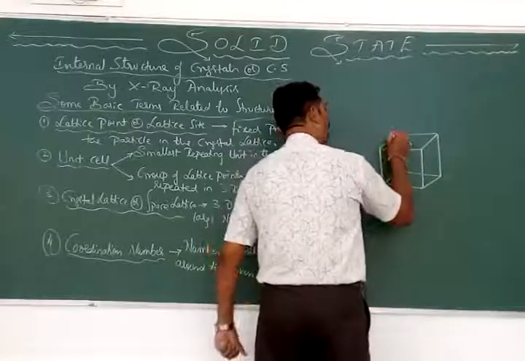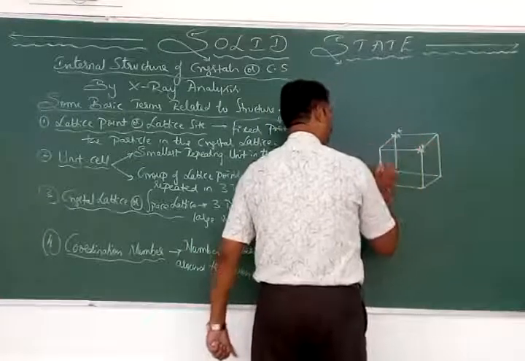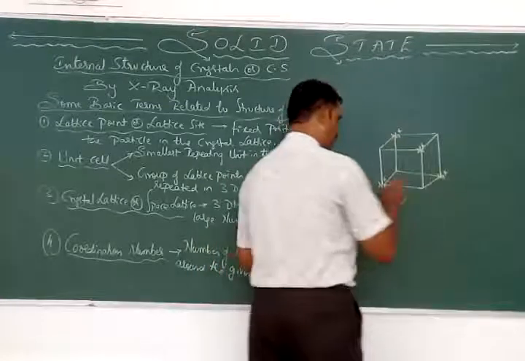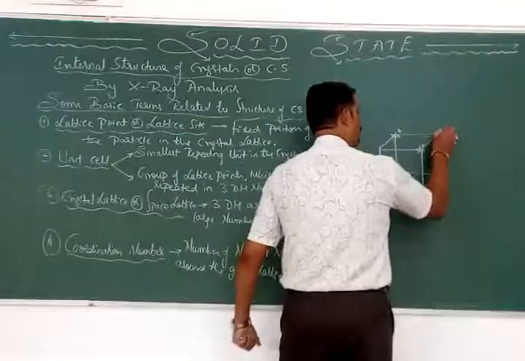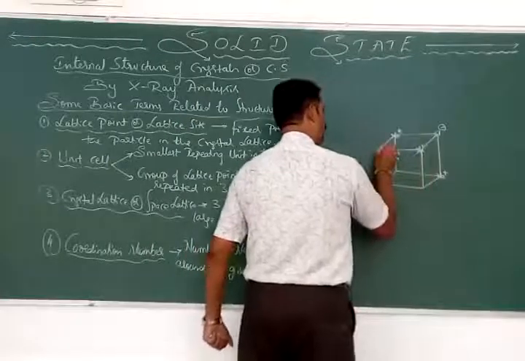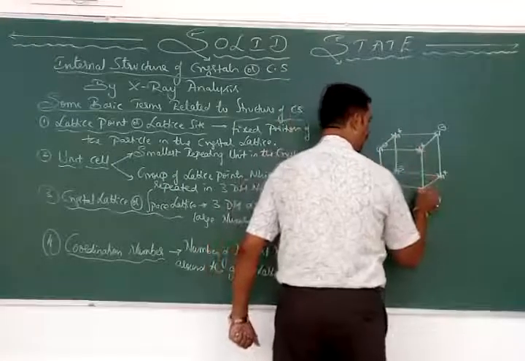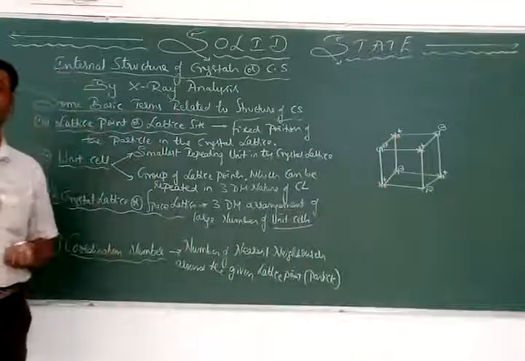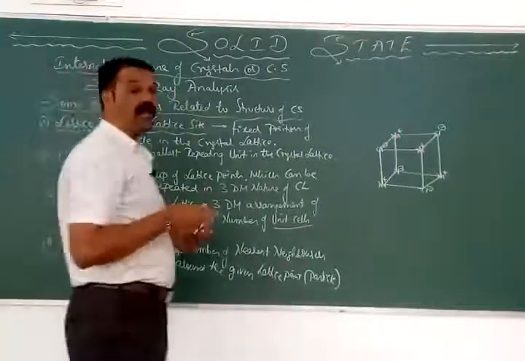Assume that this is Na+, this is Na+, this is also Na+. I am writing that in alternate ways. Now we will have the Cl-, Cl-, Cl-, and then Cl-. So as usual, the same cube that I have chosen here.